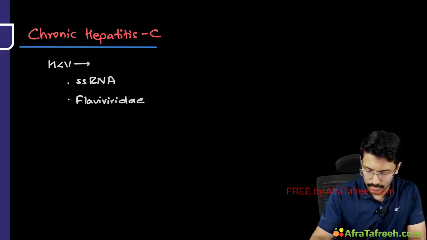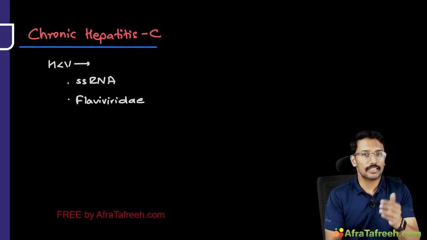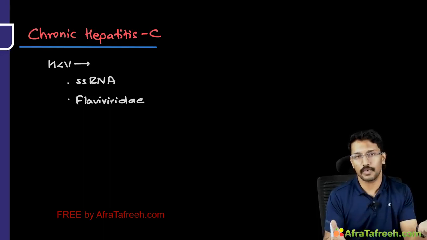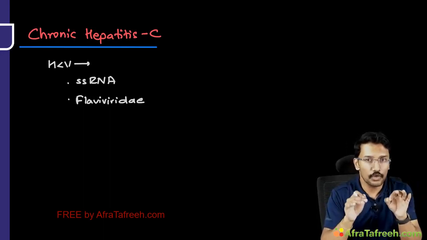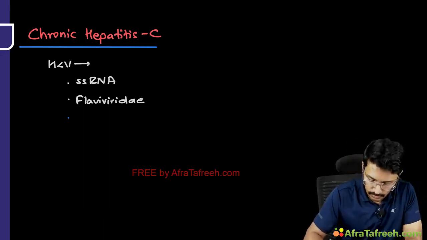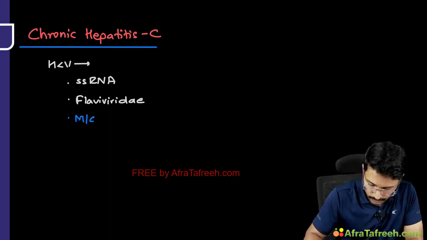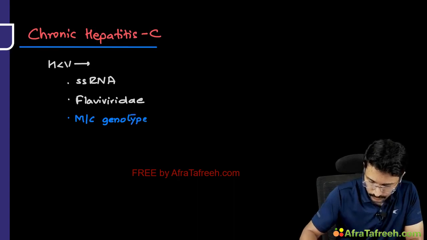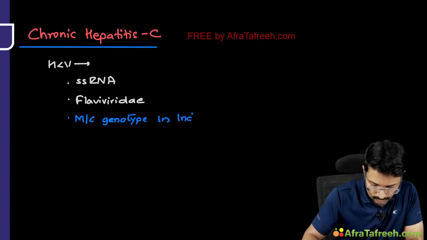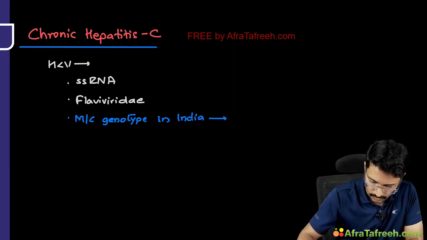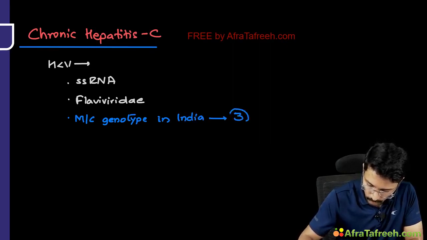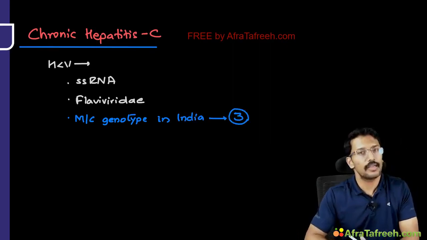Flaviviridae. Here also there are genotypes. Instead of naming them with alphabets, we have used numericals here. So there are different genotypes. The most common genotype in India is genotype 3. Genotype 3 is the most common genotype in India.